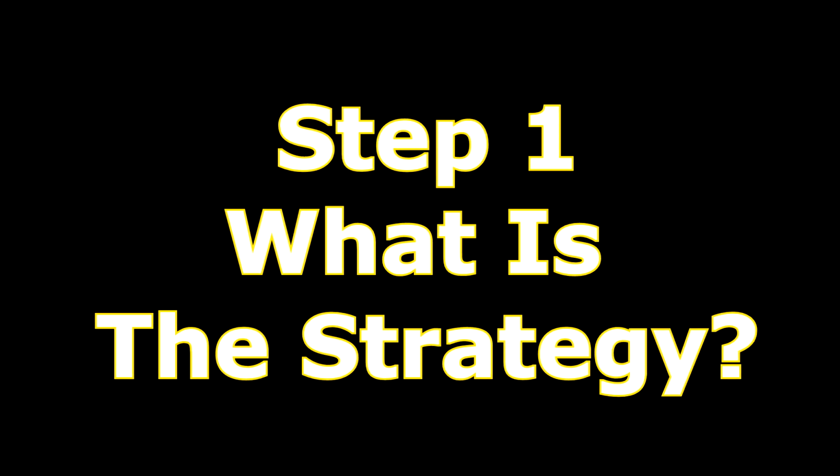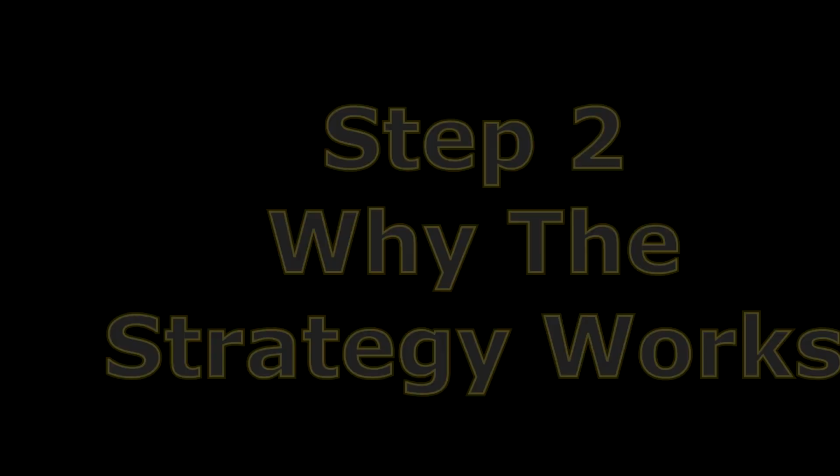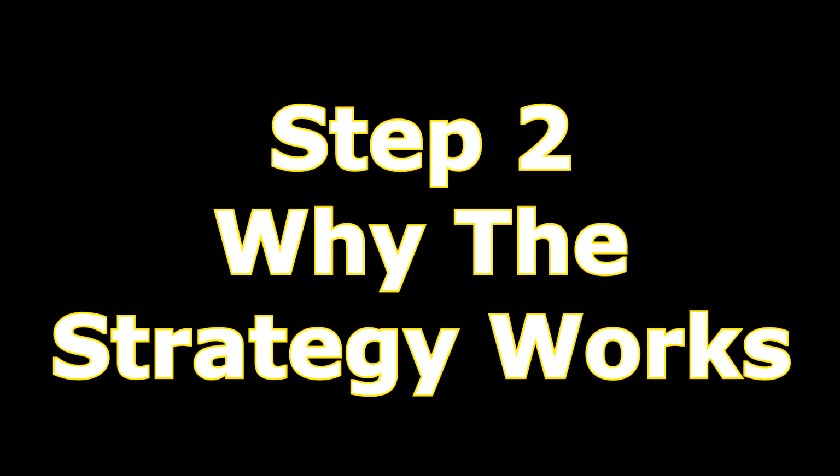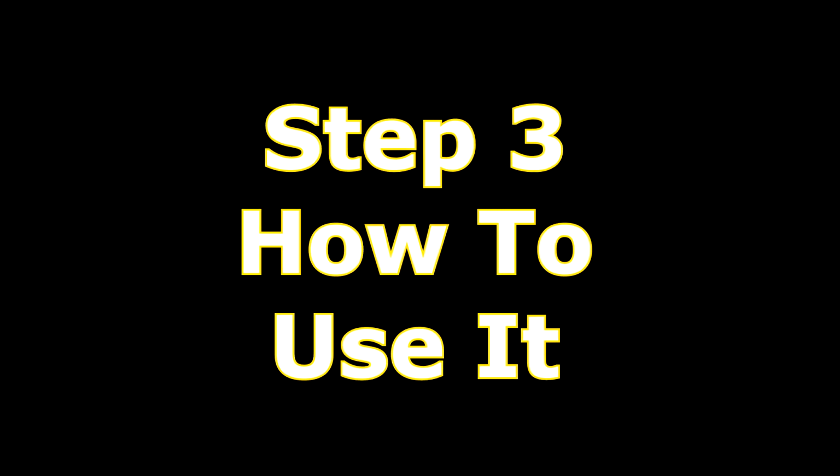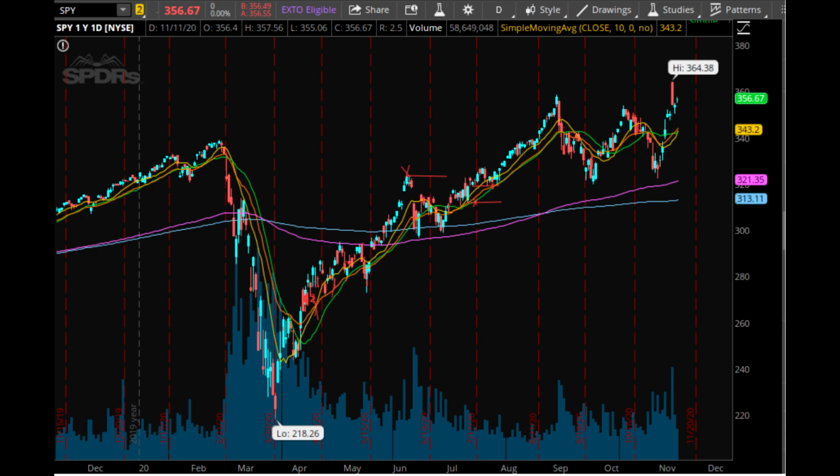Now, I'm going to do this by explaining this in 3 steps. The first, I'm going to tell you what this is. Then the next thing I'm going to tell you is why this type of strategy works. And third, I'm going to tell you how you actually use this and start to implement it. So let's first talk about what it is. We're going to call this the Checkmark Reversal.